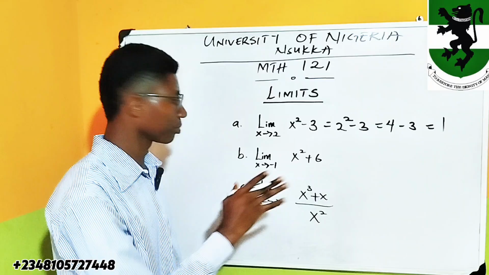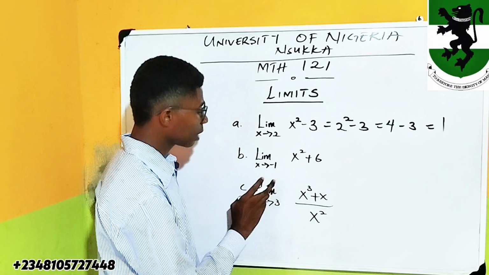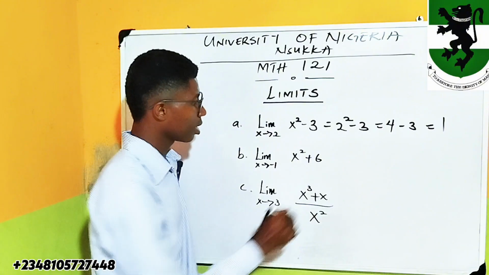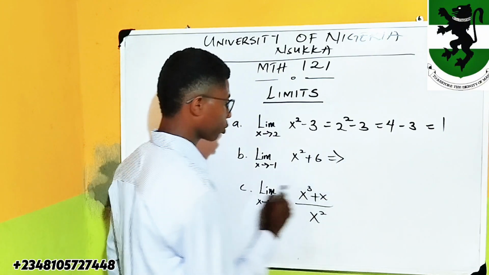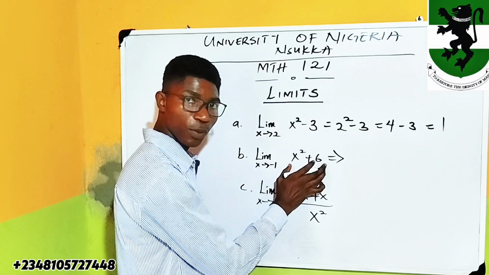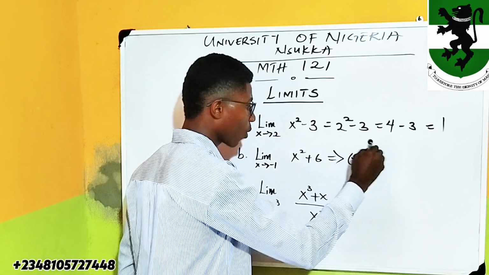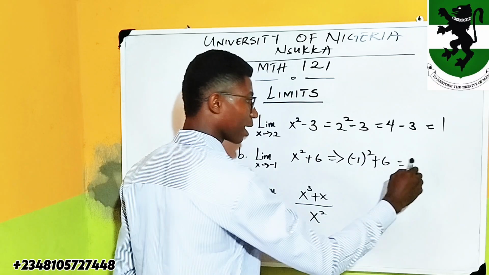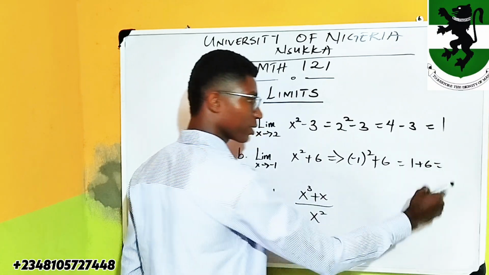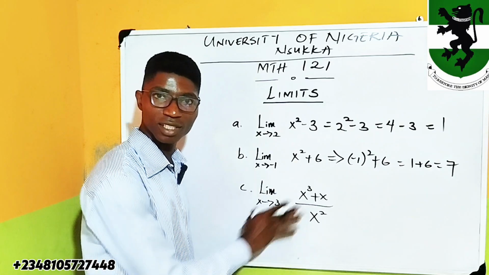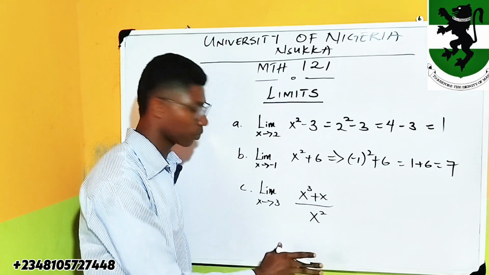1 is your answer. Limit as x approaches minus 1 of the expression x squared plus 6. We are going to solve this by direct substitution, substituting minus 1 into this expression. We have minus 1 all squared plus 6. Minus 1 squared is equal to 1, plus 6. 1 plus 6 is 7. Then I believe you can solve this because this is a very simple limit equation.